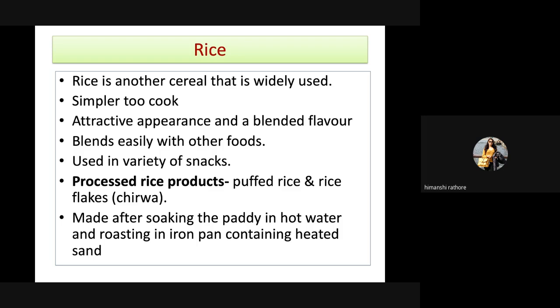And apart from the raw rice, the processed rice products are also available, like puffed rice and rice flakes, out of which poha is being prepared. Then they are just simply made after soaking in hot water and then roasting in an iron pan. You can have the puffed rice. So you need not read all these things, how puffed rice is prepared and which food items are being prepared from puffed rice. You just need to know what rice is, and what are the points you have to keep in mind while you are going to purchase rice.